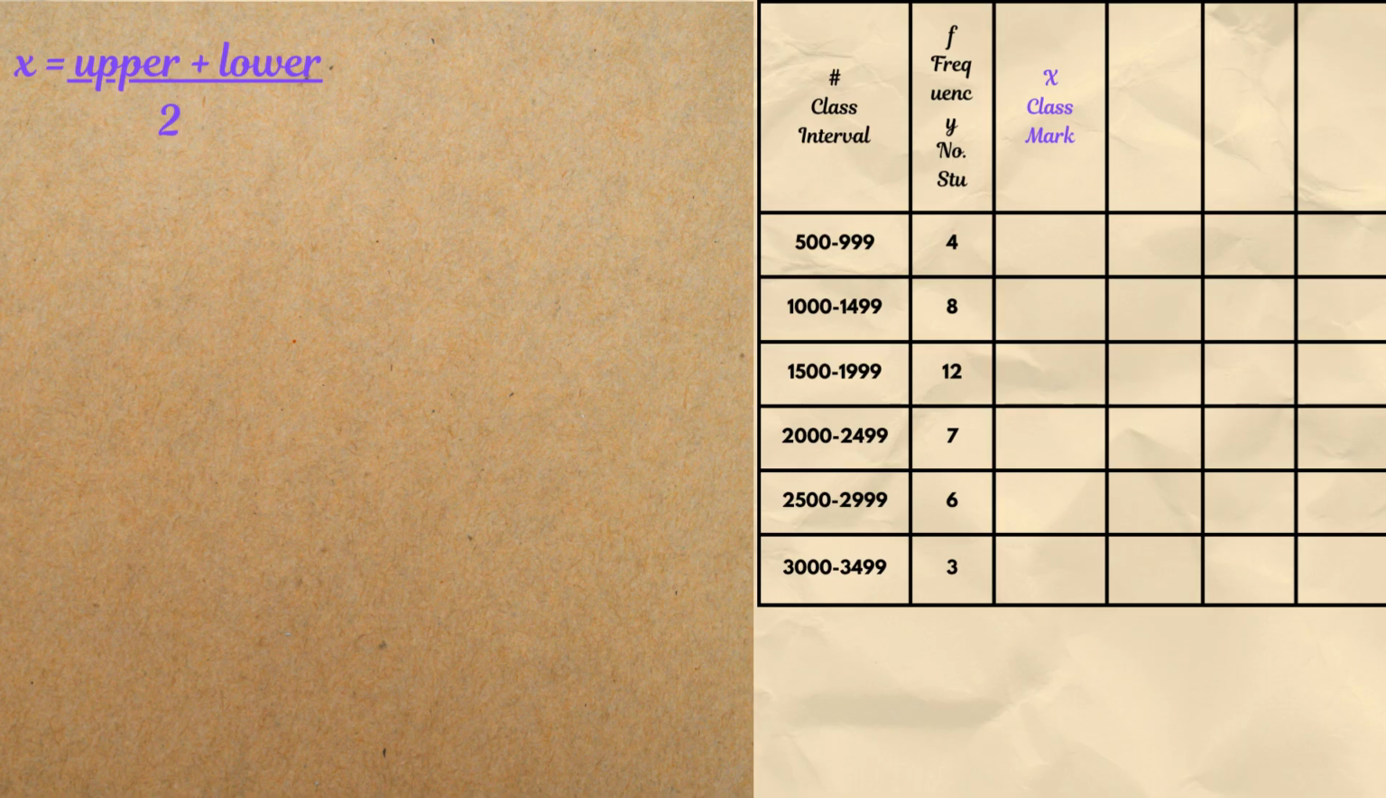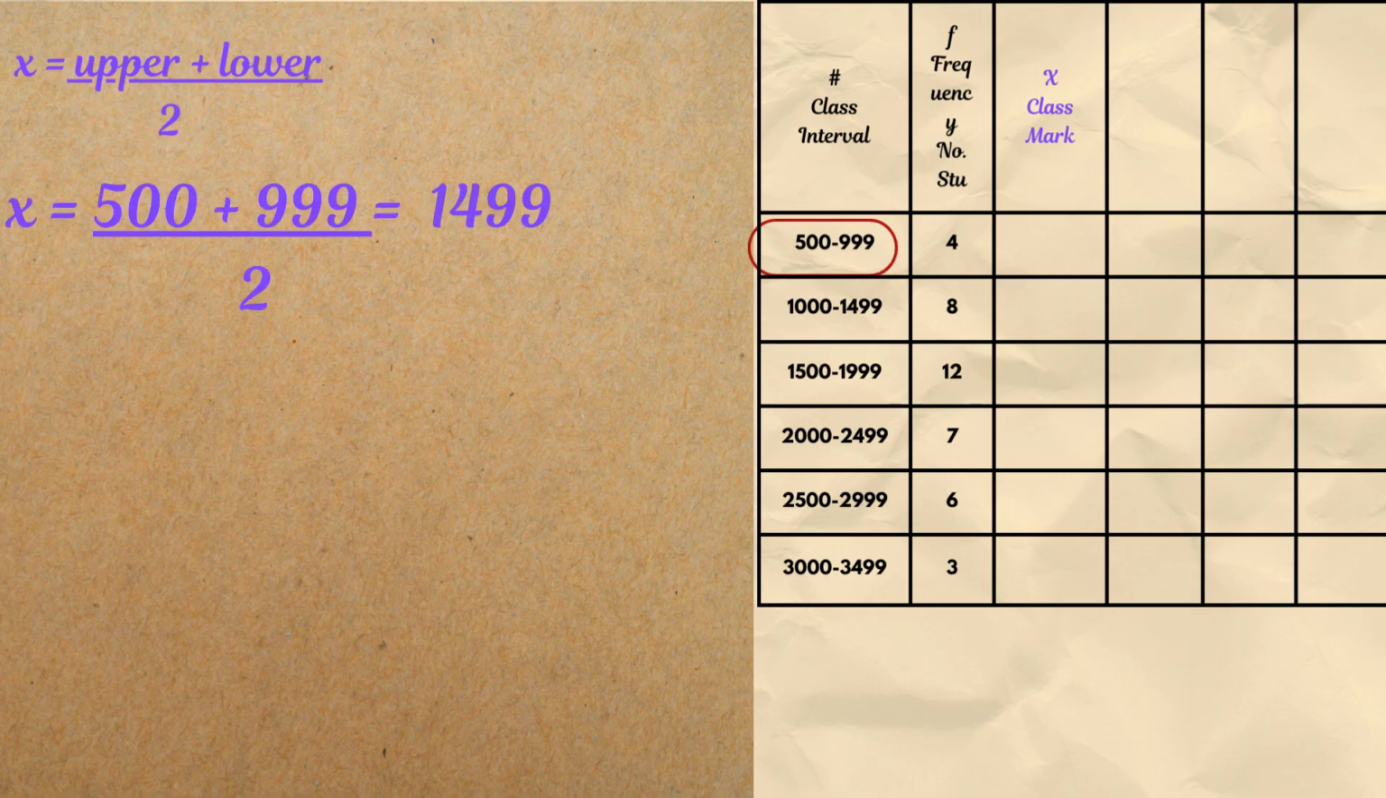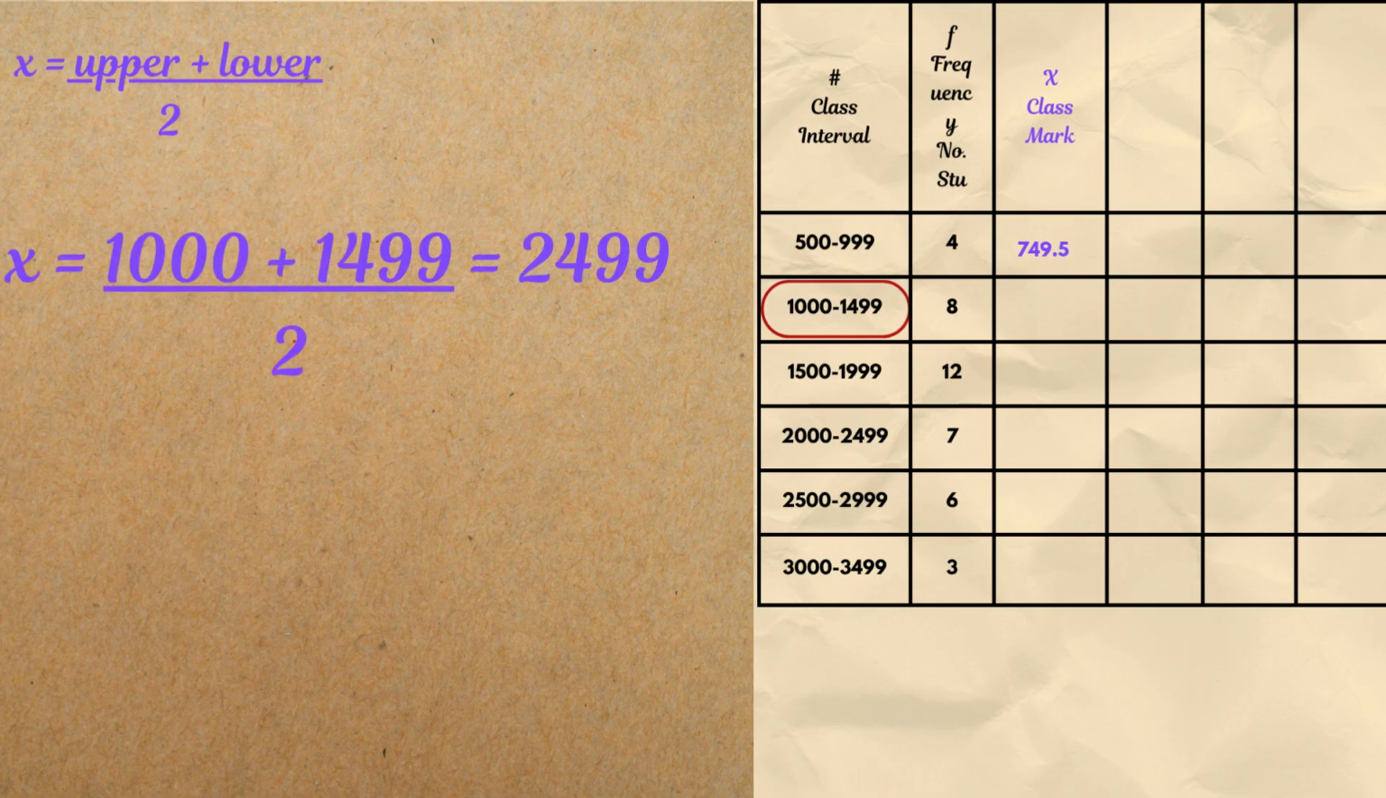Let us solve together. First interval, 500 to 999. 500 plus 999 equals 1499. 1499 divided by 2 equals 749.5. So, the first class mark is 749.5. Next, 1000 plus 1499 equals 2499. 2499 divided by 2 equals 1249.5.